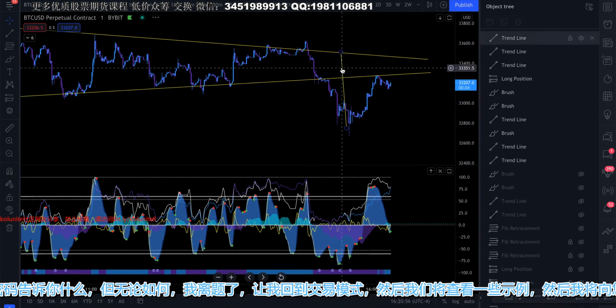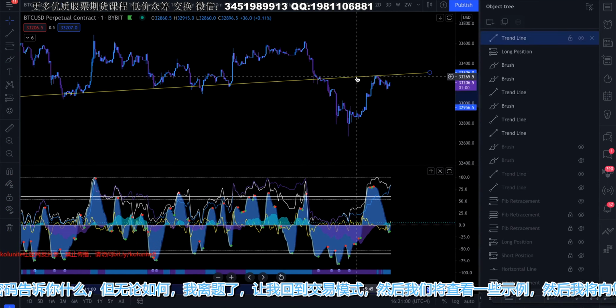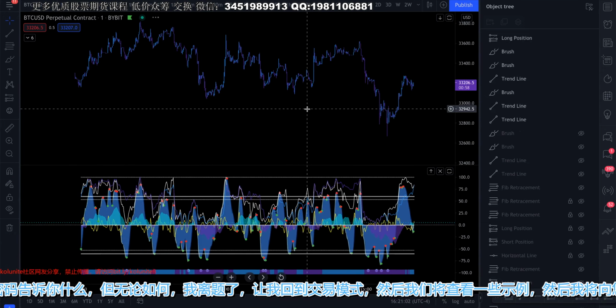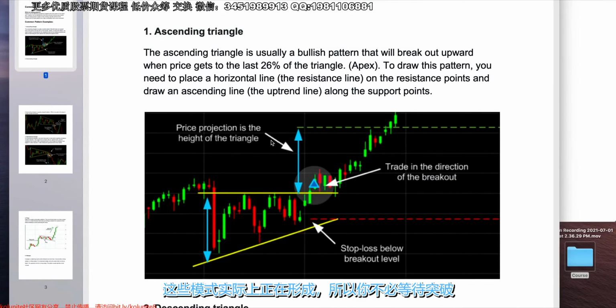But anyway, I digress. Let me get back into the trading patterns, and then we're going to look through some examples, and then I'm going to show you how to trade these patterns while they're actually forming, so you don't just have to wait for the breakout.